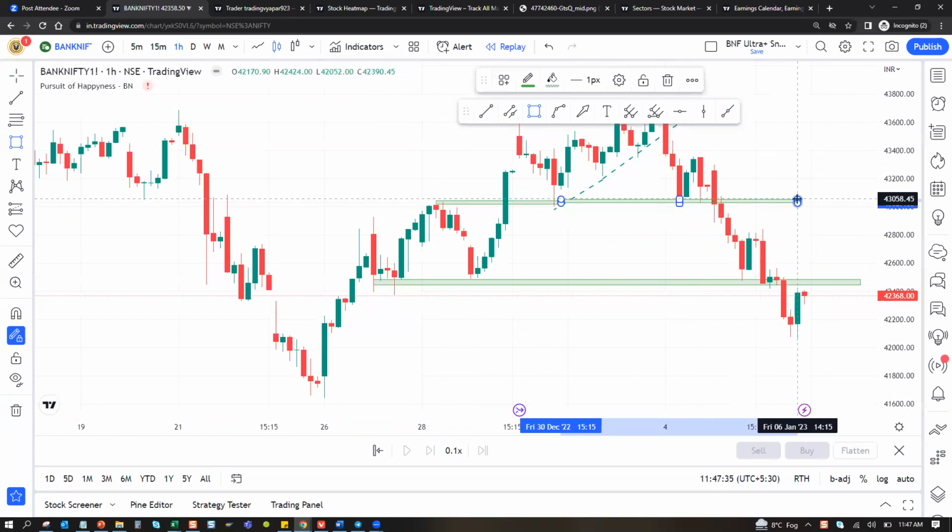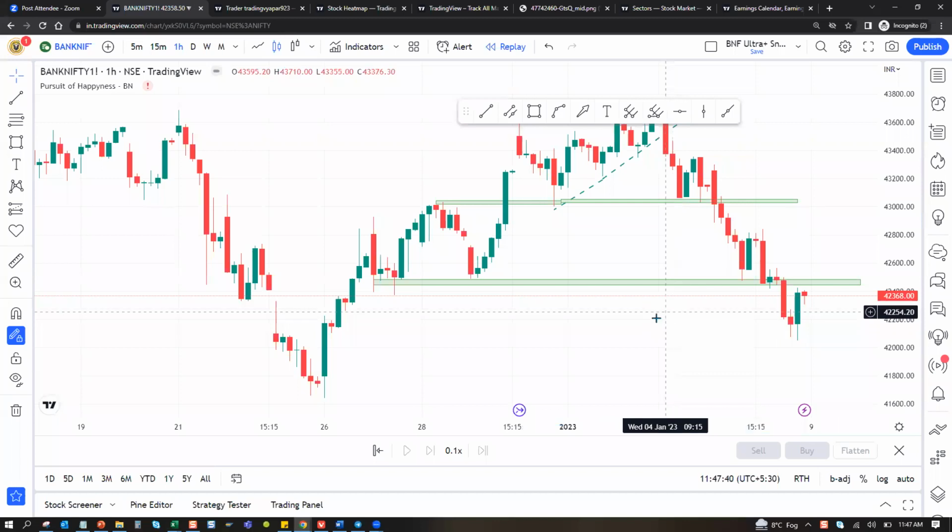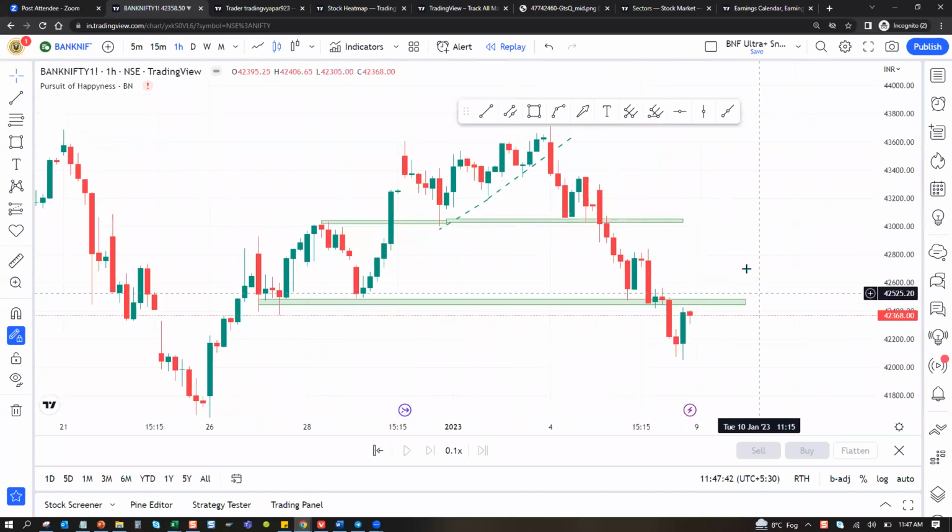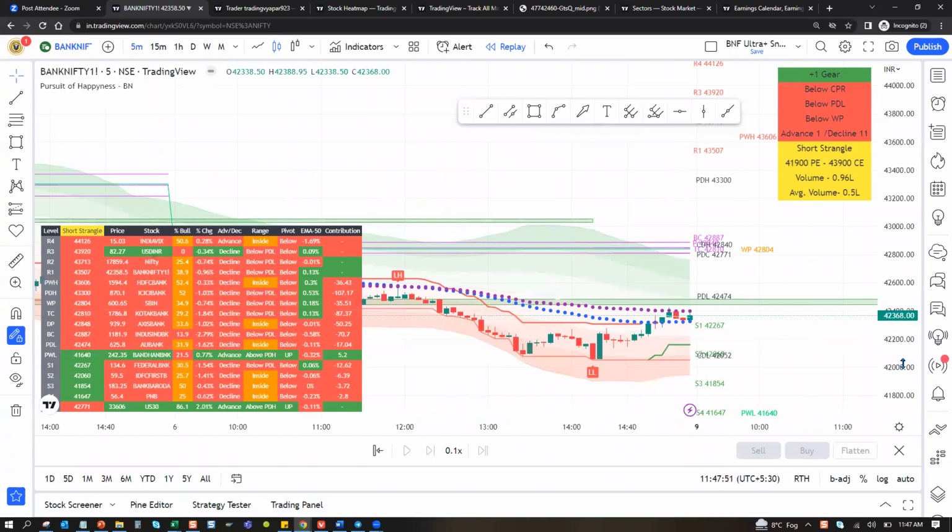So these kind of levels I mark. When you practice, it will come automatically. It is very, very simple. And then what I do, I check if these supply and demand zones are confluencing with any level or not. When I say level, let me turn to 5 minutes time frame.